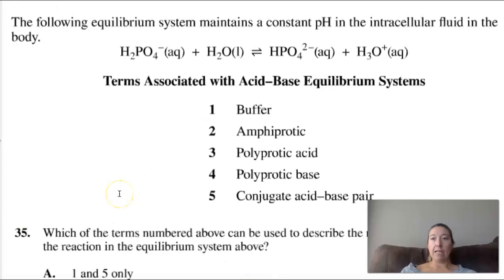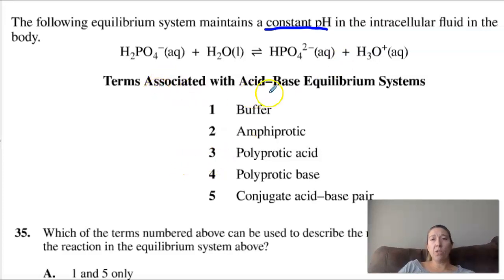Okay, so let's look at some old diploma questions. The following equilibrium system maintains a constant pH in the intracellular fluid in the body. Okay, this is important that it says a constant pH. When it tells you that something has a constant pH or that it resists changes in pH, it's basically telling you that it's a buffer, but you have to be able to recognize that that means that it's a buffer.